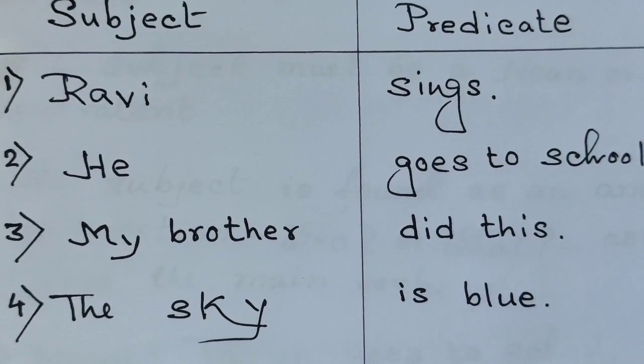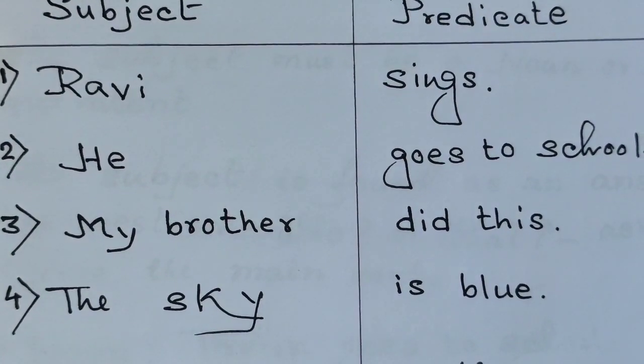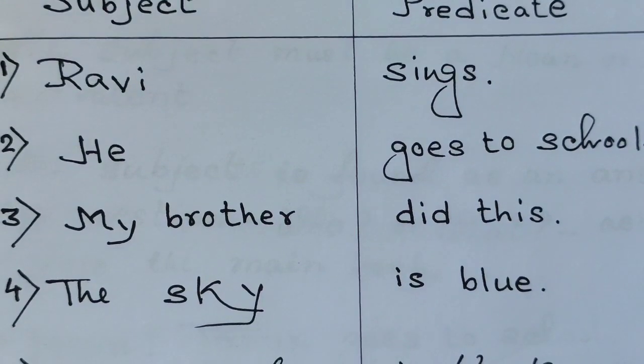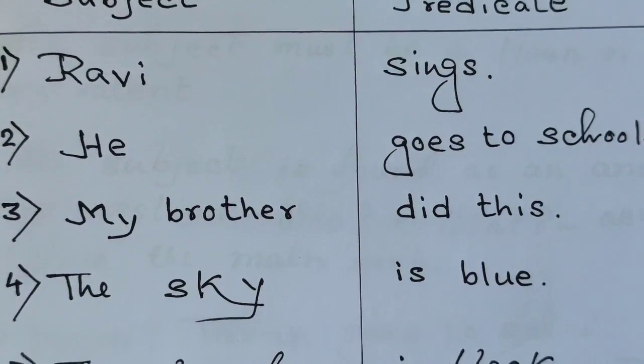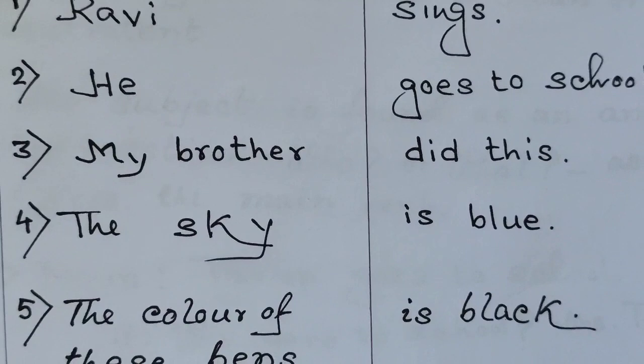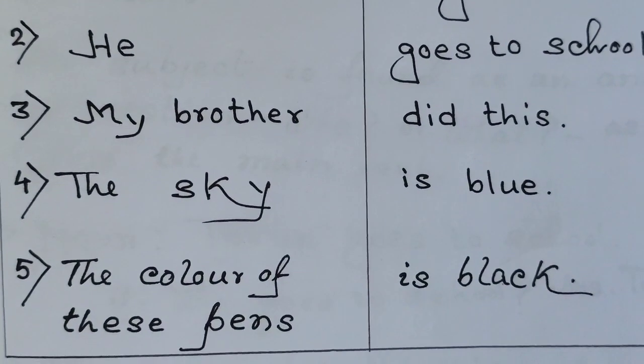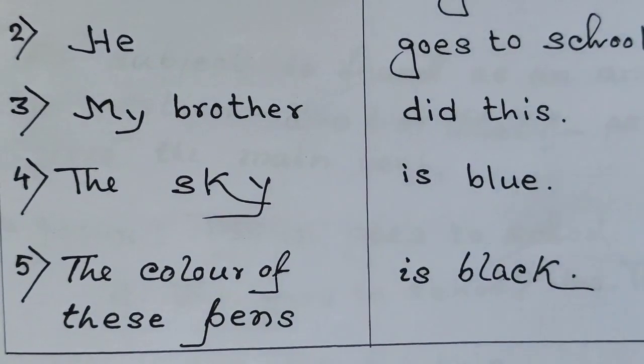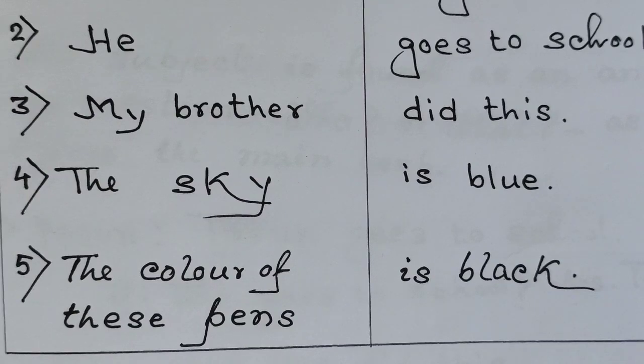Now let's have a quick look at some of the examples written over there. He goes to school. He is the subject and the rest is the predicate. My brother did this. The same is the case with that. The sky is blue. Next example goes. And the fifth one is that the color of these pens is black. Here one thing has to be noticed, and the thing is that sometimes a subject could be single worded and sometimes a subject could have more than one word. That is, a subject could be multi-worded.